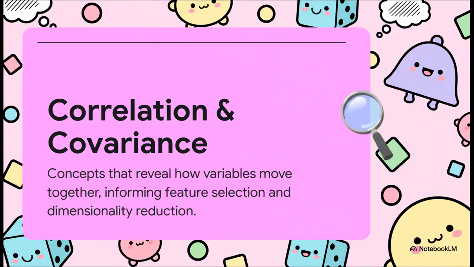And this is where we start playing detective. We look at correlation and covariance to figure out how different pieces of our data move together. When your ice cream sales go up, do your sunglasses sales go up too? That's a positive correlation. Understanding these relationships is absolutely vital because it helps us figure out which variables actually matter for our prediction, letting us build smarter, leaner models.